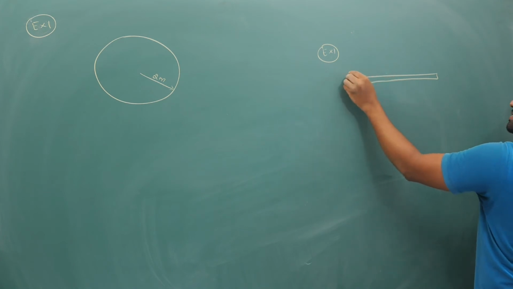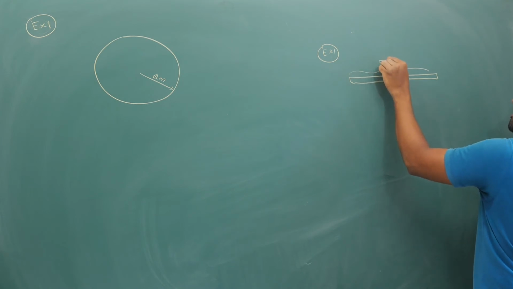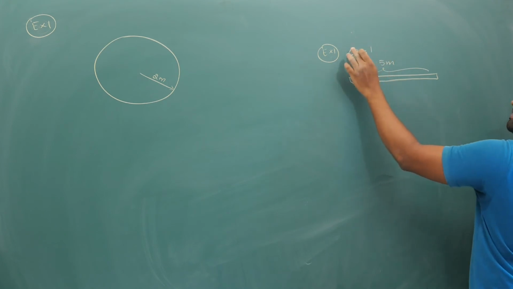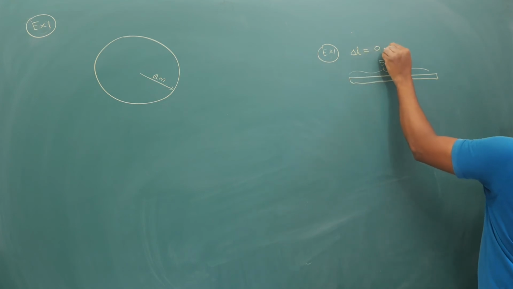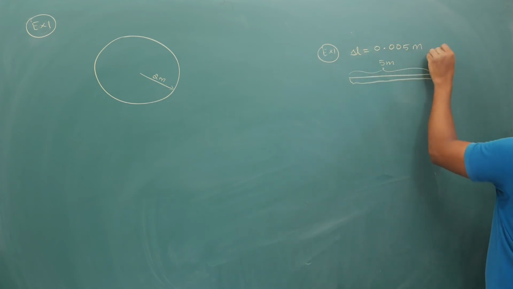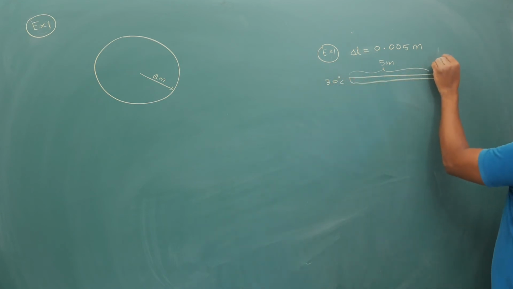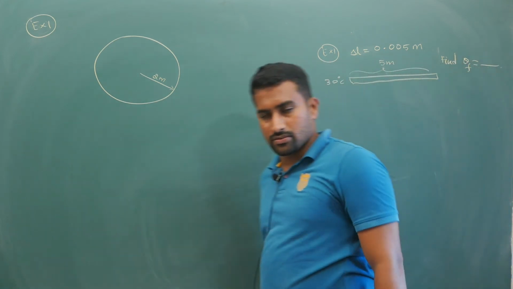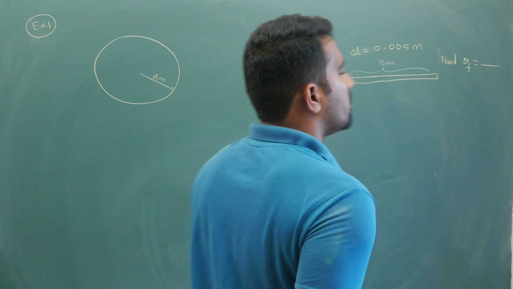There is a rod like this whose length is 5 meters. You have brought a change in length of 0.005 meters. Initially it is at 30 degrees centigrade. Find theta final for this to happen. That is your first question. Try it, do the calculation. We will start with simple questions, then we will keep going into details.